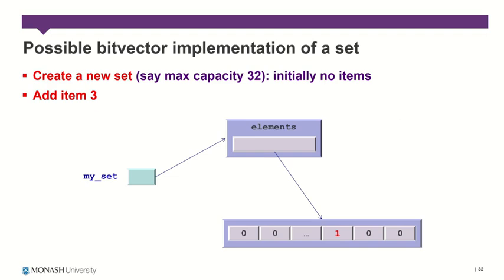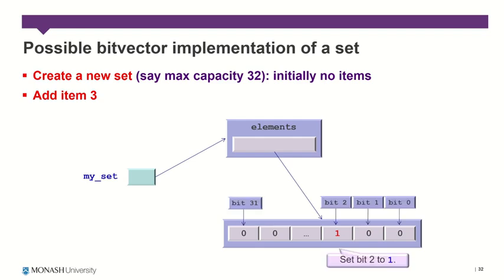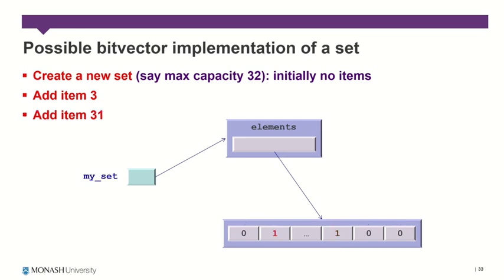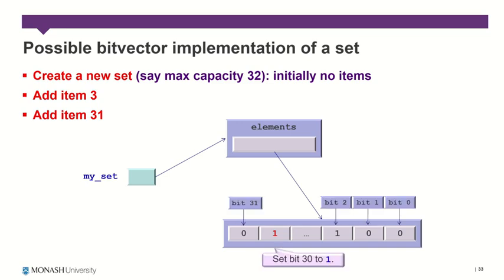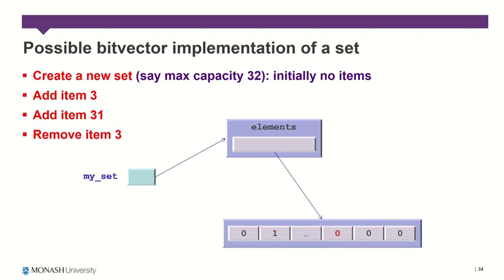We're going to add item 3 to our set. All we need to do, like we saw before, is set bit 2 equal to 1. And if we add item 31, then all we need to do is set bit 30 equal to 1 as well. How about removing an item? In that case, all we need to do is set the bit to 0. In this example, we're removing item 3, so we go and set bit 2 equal to 0.